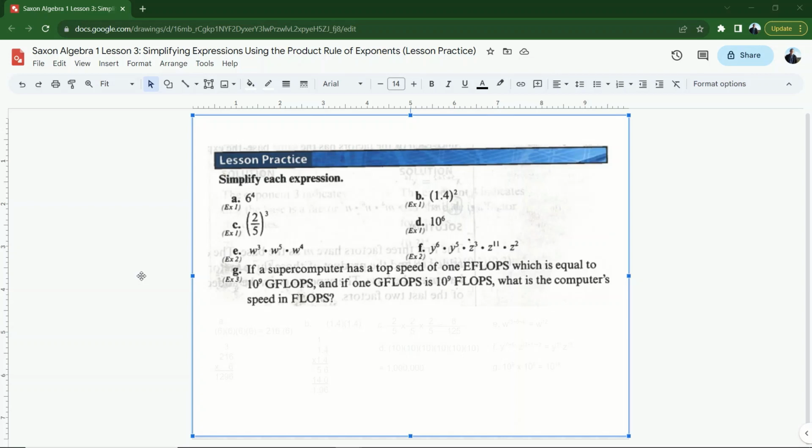Are you going to have to do some long multiplication? Yes. Are you going to have to know how to multiply fractions? Yes. But that is all part of making sure that you're ready for algebra. All right, so let's begin.